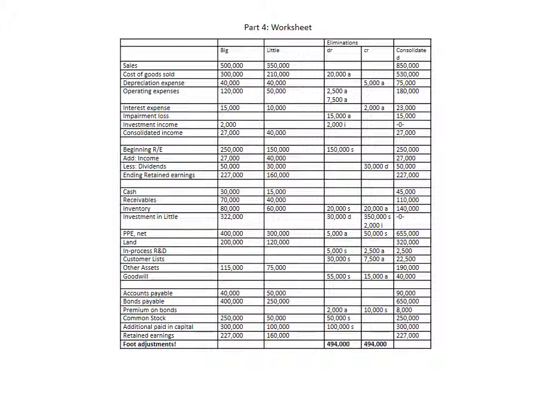For the worksheet, I apologize for the small font here. It's admittedly difficult to get the entire worksheet onto a single PowerPoint slide. Now, to my mind, the hard part of this, the confusing part of this, is the elimination entries.